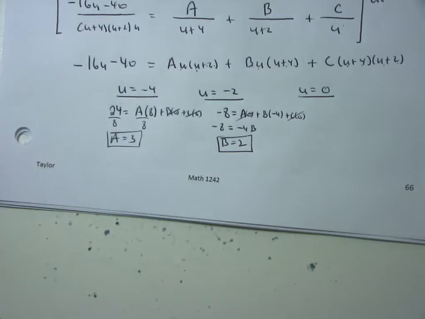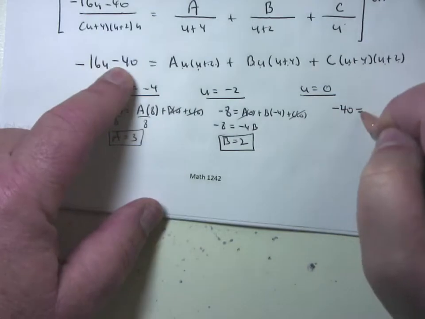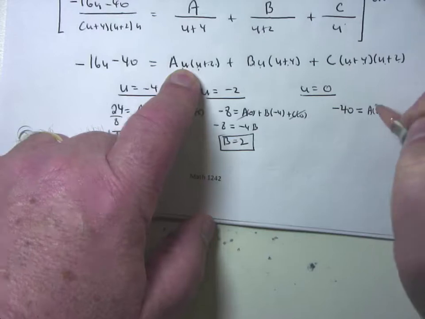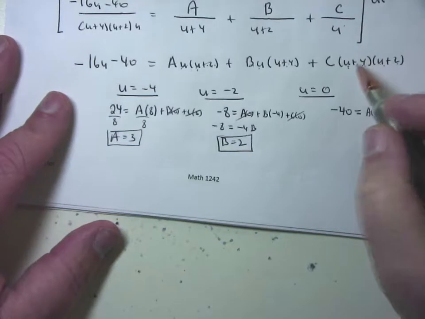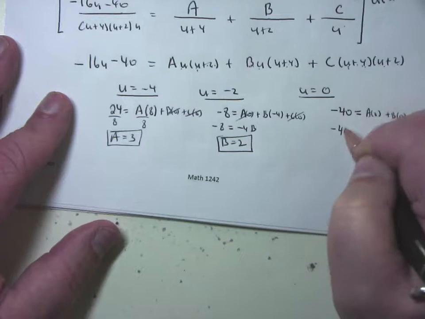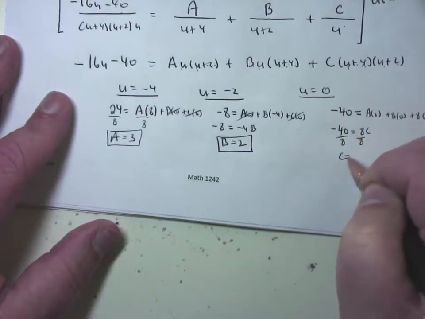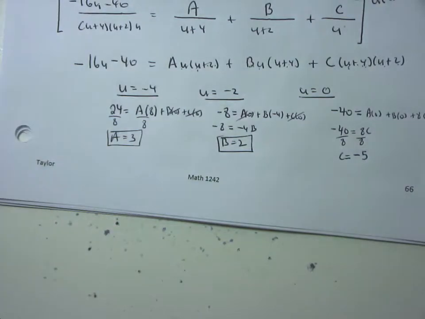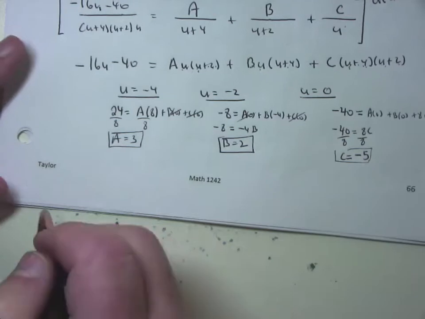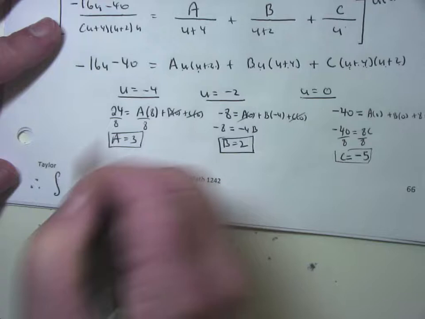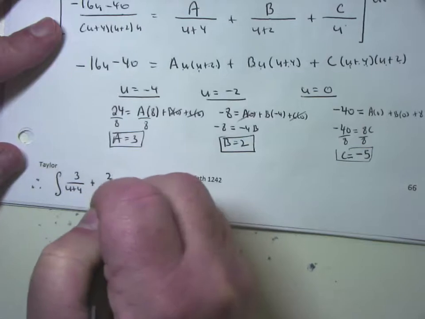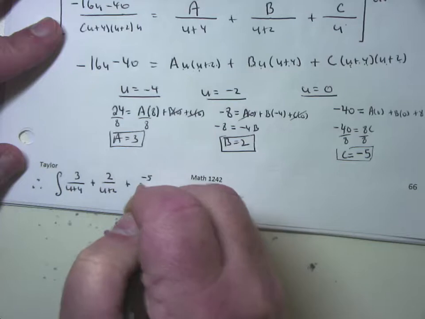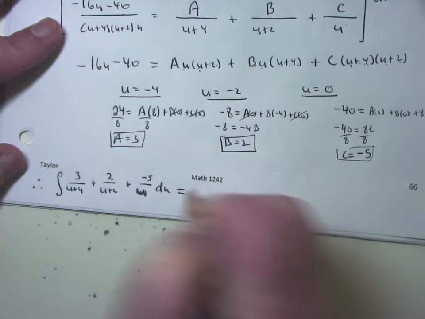Plug in 0. Plugging in 0, it gives me negative 40 is equal to A times 0 plus B times 0, plus, plugging in 0 here, 0 plus 4 is 4, 0 plus 2 is 2, 2 times 4 is 8, so plus 8C. So negative 40 equals 8C, divide by 8, and I get C equals negative 5. Does that make sense? So now the problem has turned into the integral of A, which was 3, over u plus 4, plus B, which is 2, over u plus 2, plus C, which is negative 5, over u itself, du. Luckily, it has turned into a very simple integral to integrate.